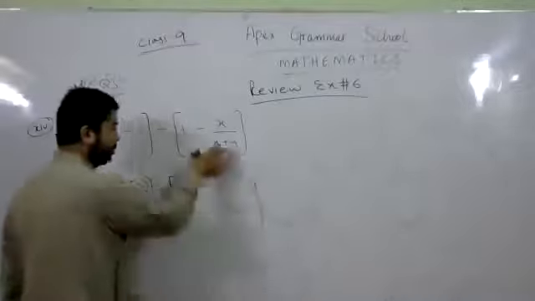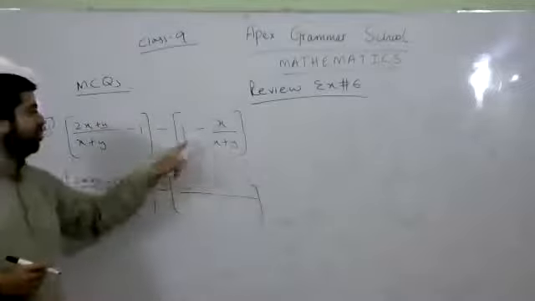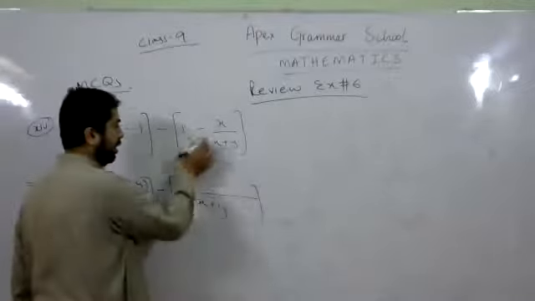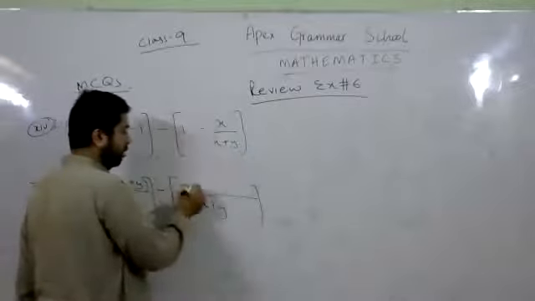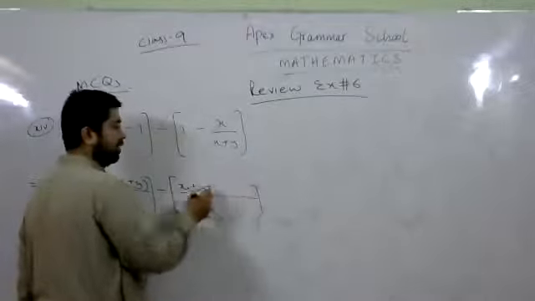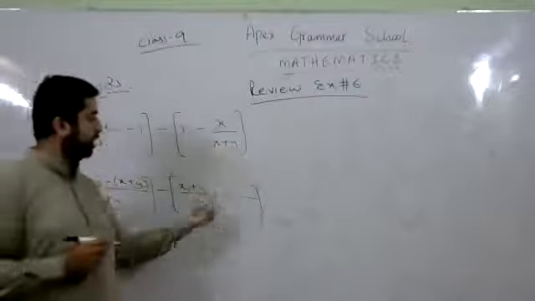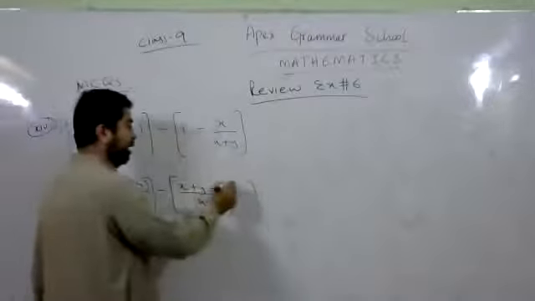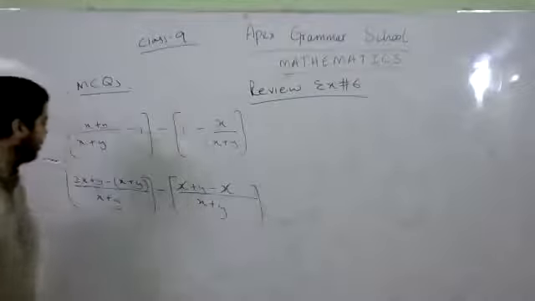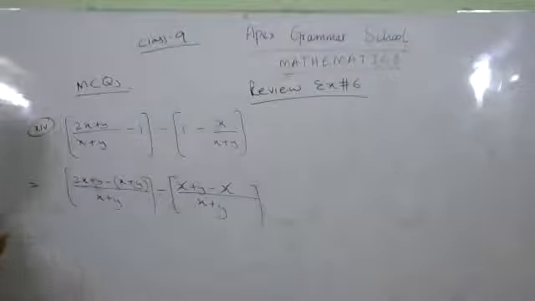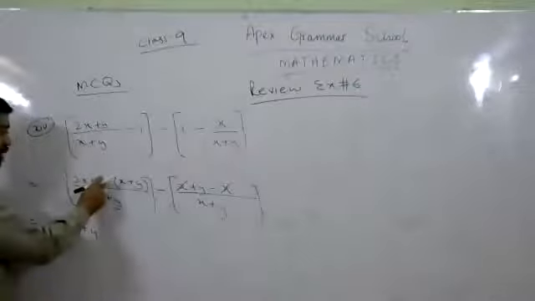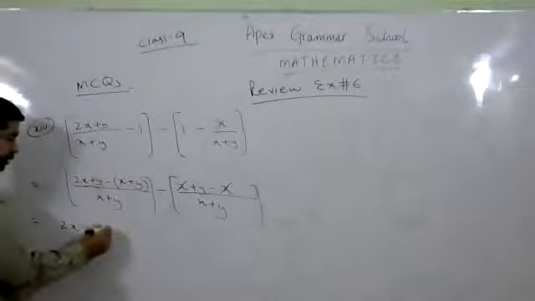And now LCM for this part. LCM will be x plus y. Now x plus y will multiply to this one. After that, negative sign. And this x plus y will cancel to this x plus y, and we are left with only x. Cancel negative x with plus x. And now 2x plus y, and the negative sign will multiply inside.